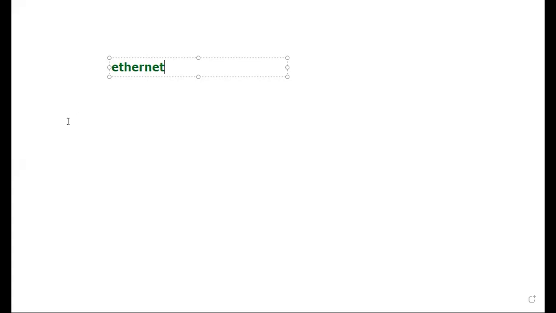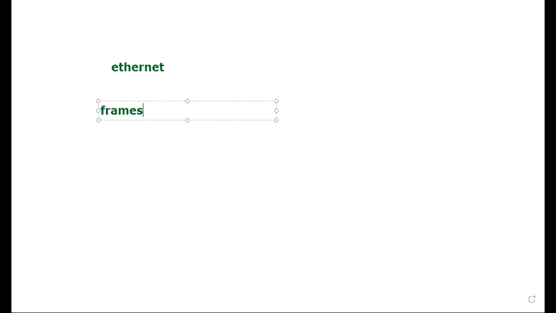In this case, the data is sent in small units called frames. They have the destination address, source address, and the message. So if the destination address is matched, then that particular computer will accept that frame and the message. So this is how they transmit the data in Ethernet.